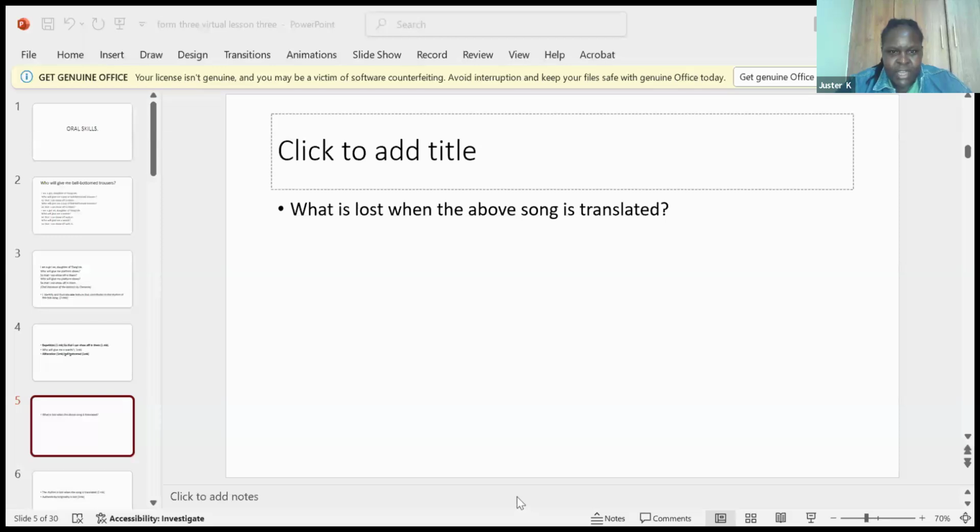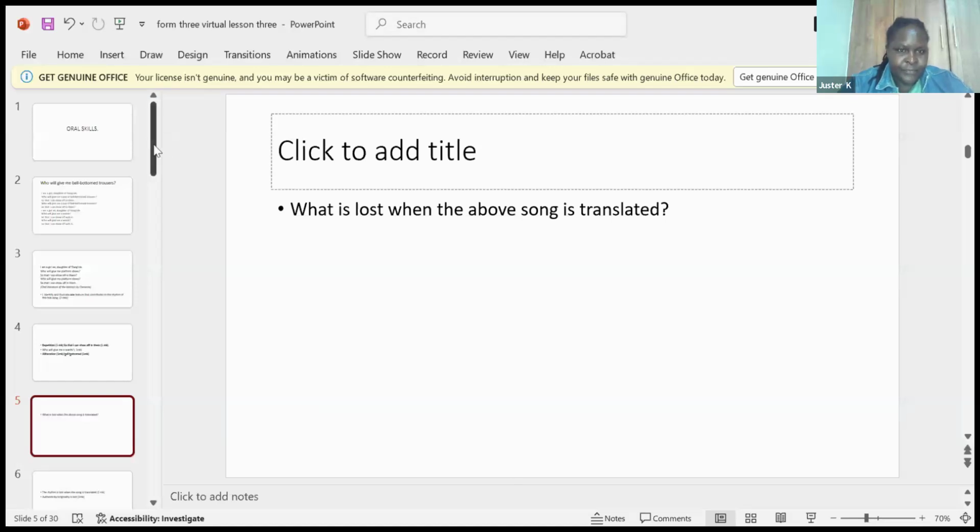Now, what is lost when the above song is translated? Anybody would like to try? When a song has been translated, what is lost? And remember, there's a difference between translation and transcription. Sometimes you may get a question asking what is lost when a song is transcribed. But now the question is asking what is lost when the song is translated.